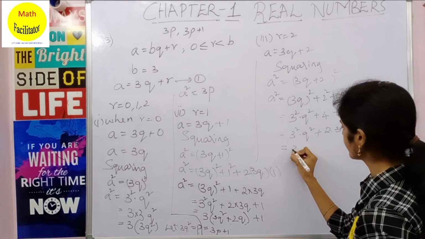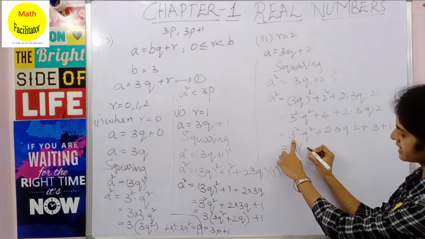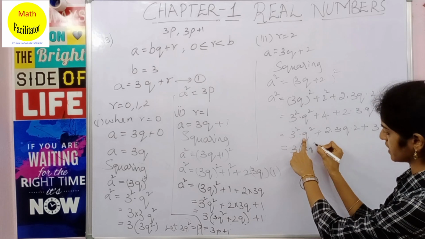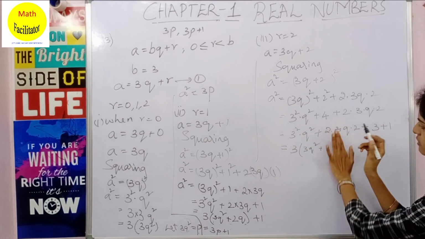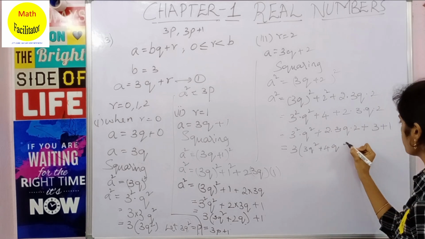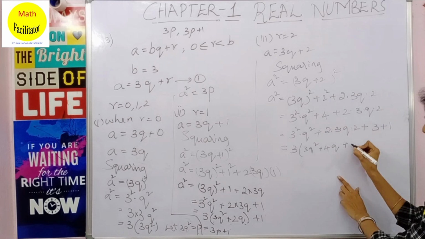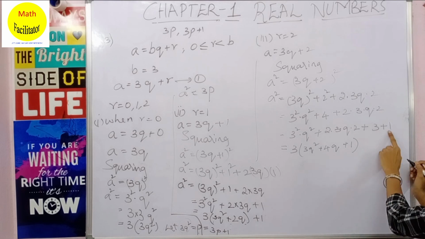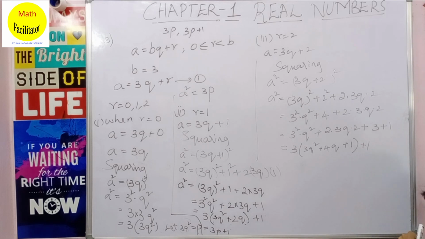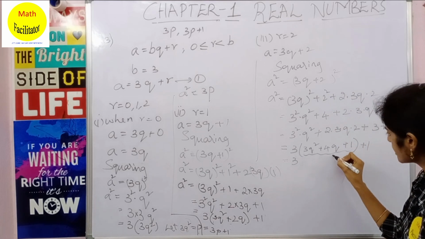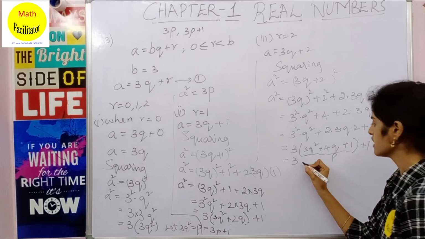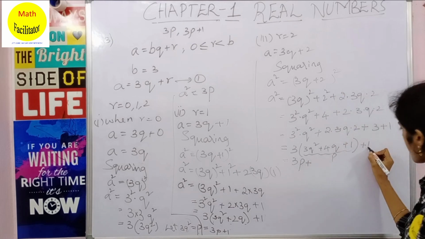Okay, so taking 3 common, you are left out with 1 3 here, 1 3 and q square. Plus here you are taking 3 common, so you are left out with 2 2's are 4 and q. Plus here also you are taking 3 common, so you are left out with 1. Okay, plus 1 is separate. Clear? So this is nothing but 3 into, this entire thing you take it as p. Okay, so it is 3p plus you have a 1 here.